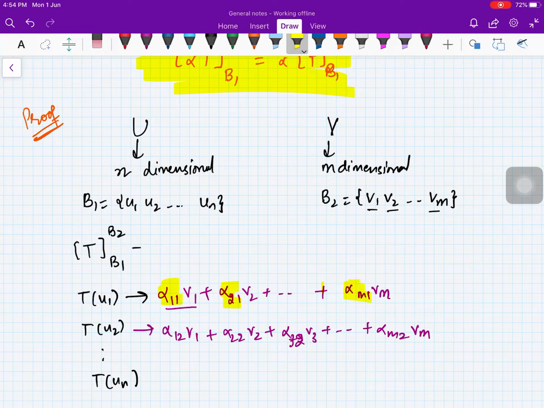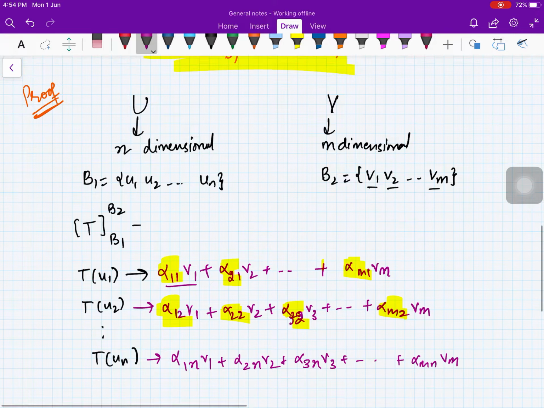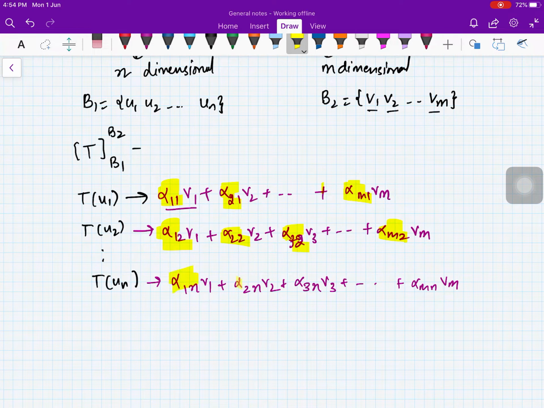So this will be my first column of the matrix. This is going to be the second column. That is why I am naming it like this. And the last one I will write as alpha 1n v1 plus alpha 2n v2 plus alpha 3n v3 and so on, alpha mn vm. Now I'll write it as the matrices.